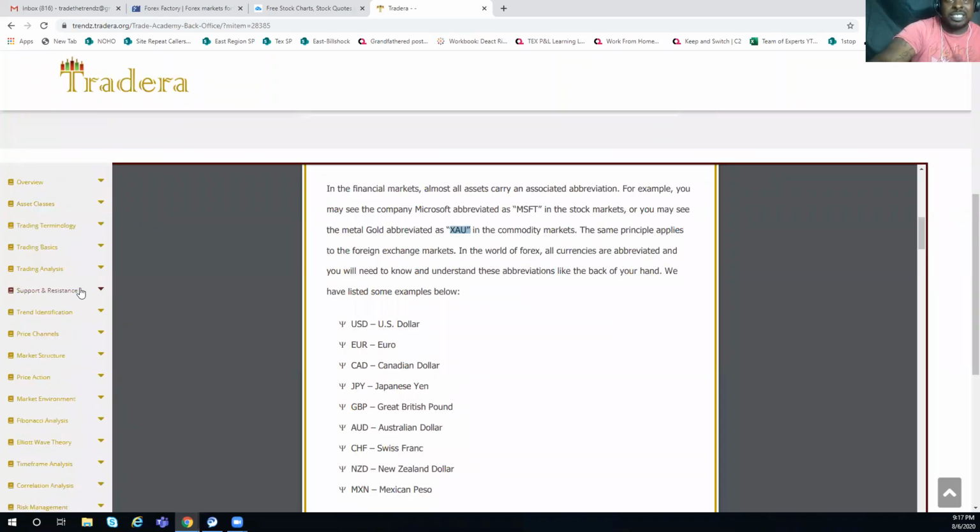Support and resistance. Trading analysis is next. Going over what are your trading styles, the different trading styles.